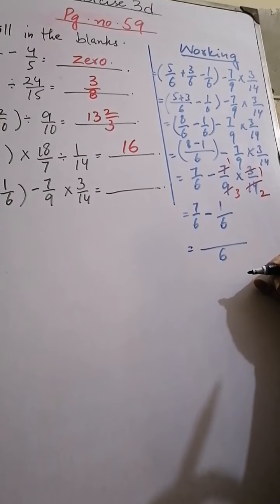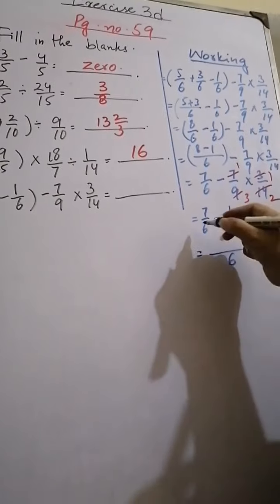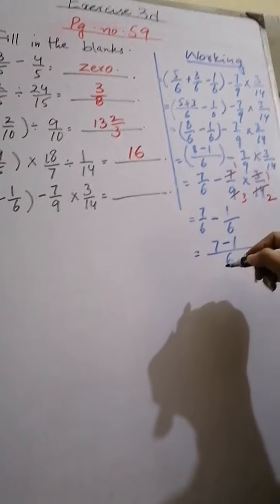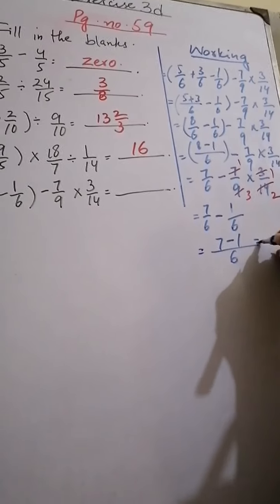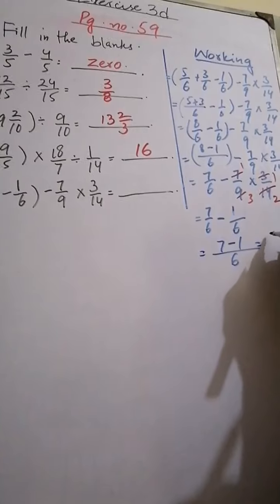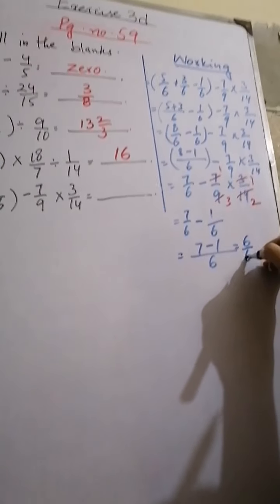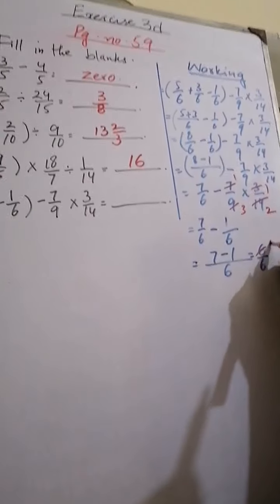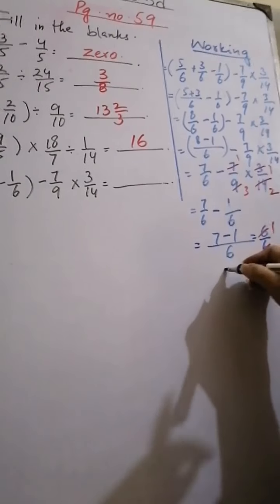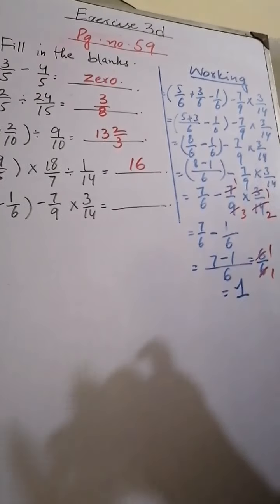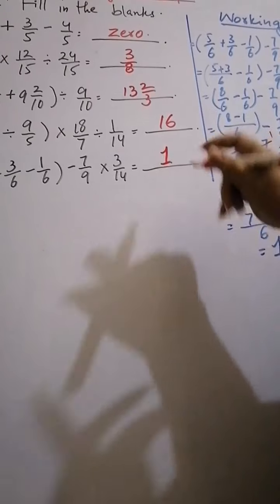So we will write LCM is 6. When the LCM denominator is the same, the numerators also come down as it is. It's 7 minus 1 is 6 by 6. So 6 1s are 6, 6 1s are 6. So we are having the answer is 1. So we will write the answer 1.